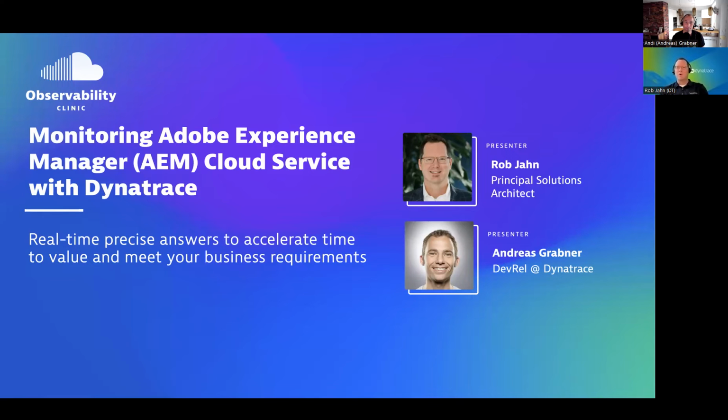I'm in a new role where I work very closely with our technology partners. So Adobe is one of our newest offerings area for a solution, and that's what we're going to talk about today.